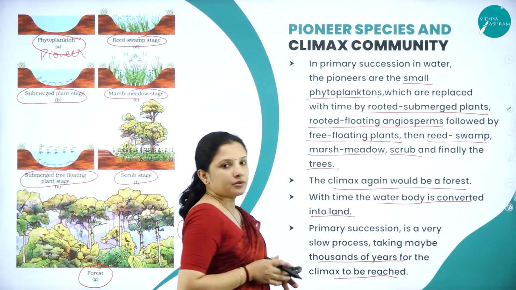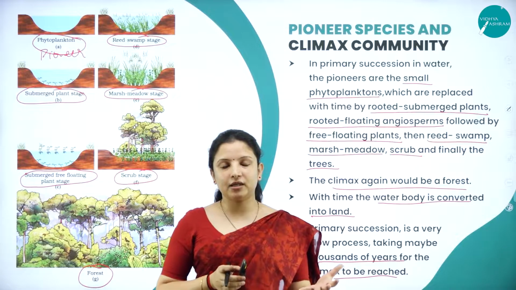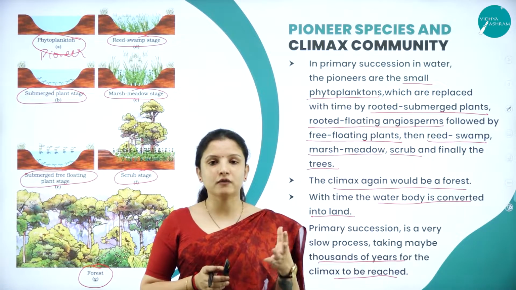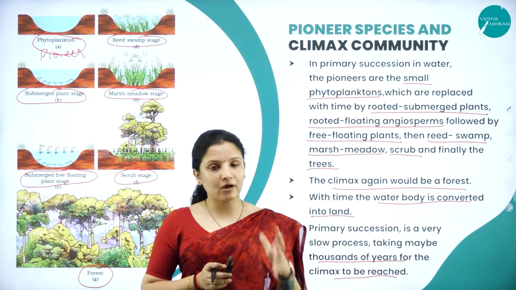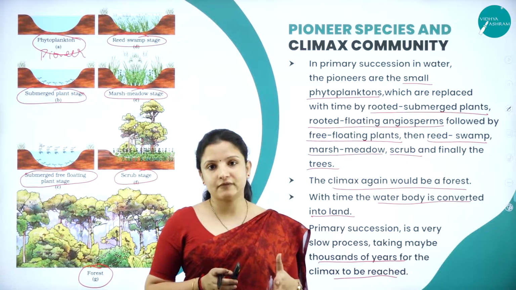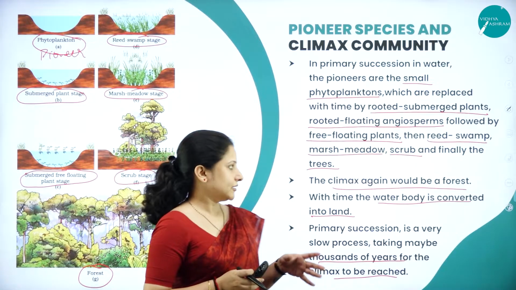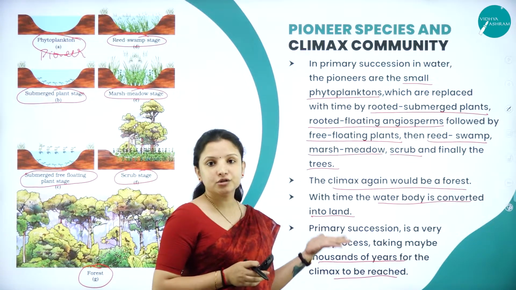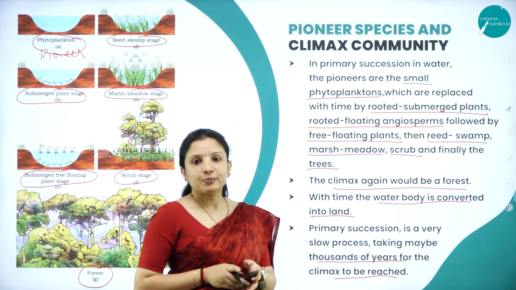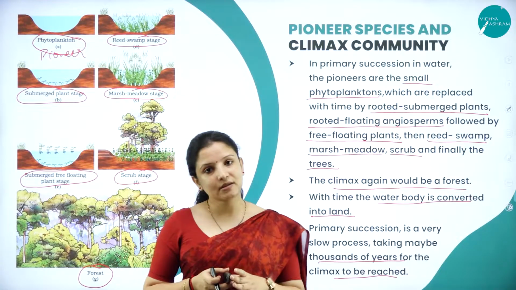So, from having nothing on that particular land, from a barren rock or just a pond with phytoplankton, after thousands of years if you go and see there, a complete forest would have developed on such a barren area. So it takes thousands of years for a climax community to be reached. So, this is about pioneer species and climax community.